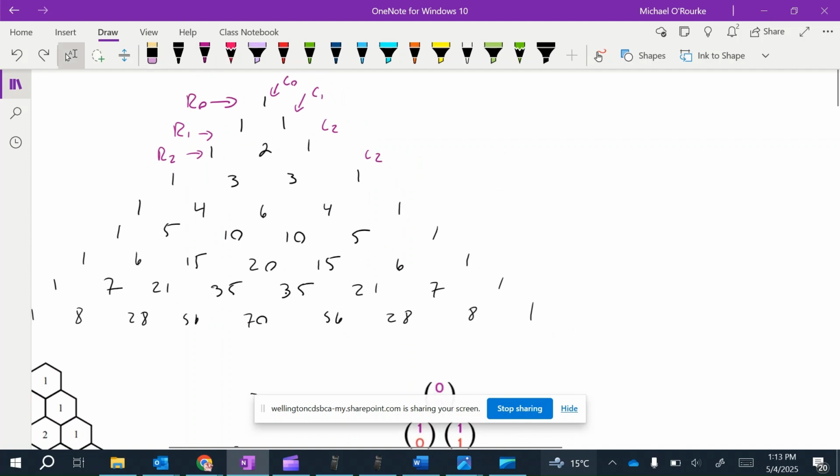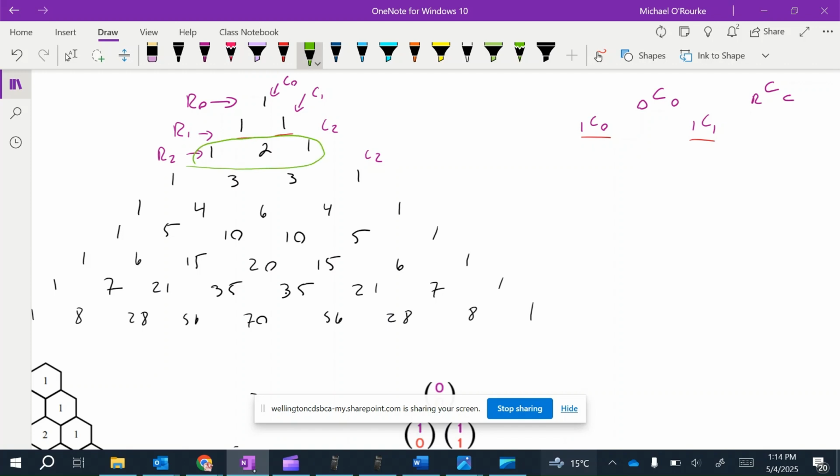Okay, so if you look here, row 0, column 0 is 1, and 0C0 also equals 1. Now if we go to row 1, column 0, we're kind of going here, rows and columns. If we plug that in our calculator, we get 1. And row 1, column 1 is also equal to 1. So these two match. This matches this and this.